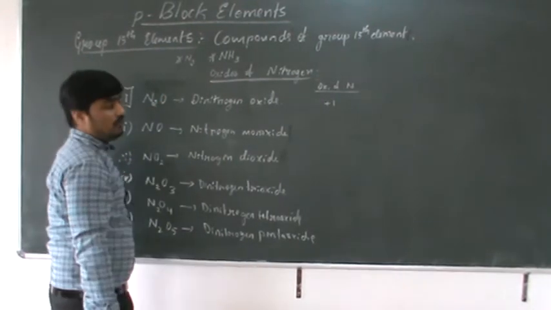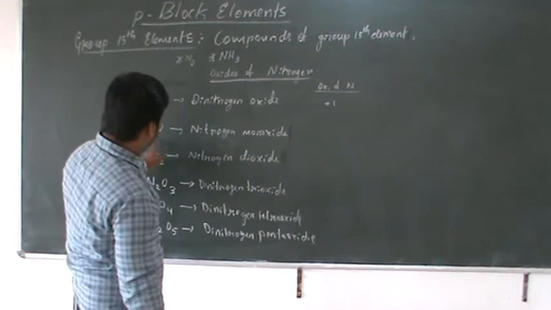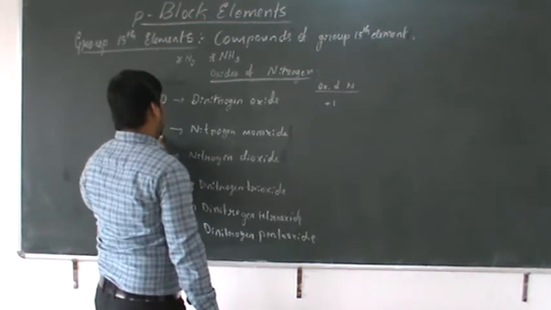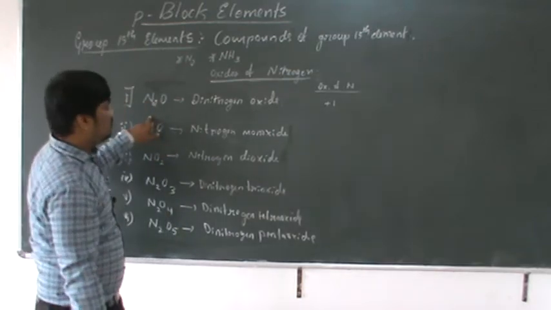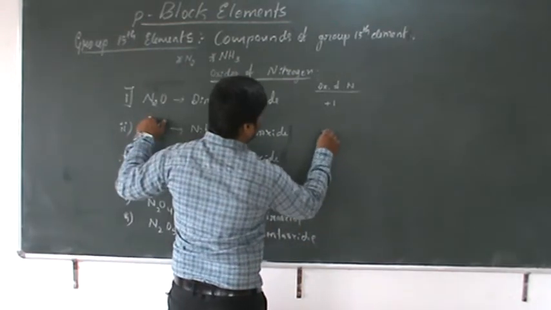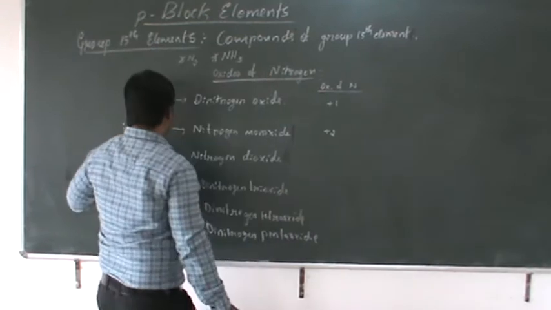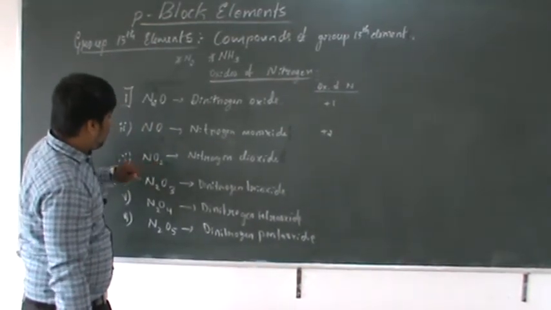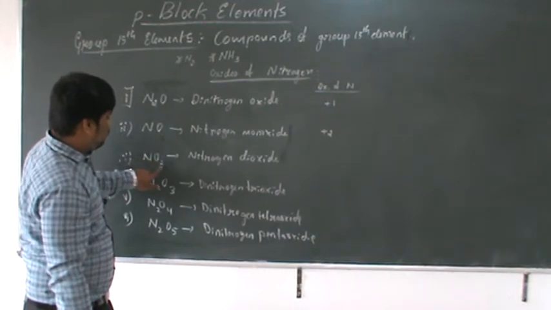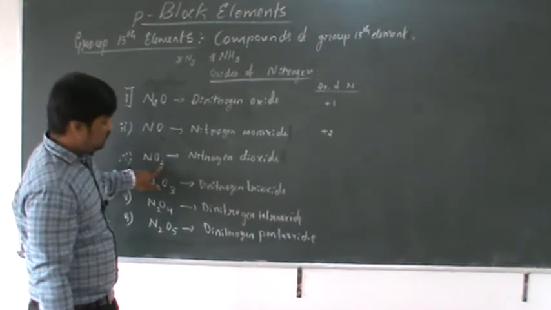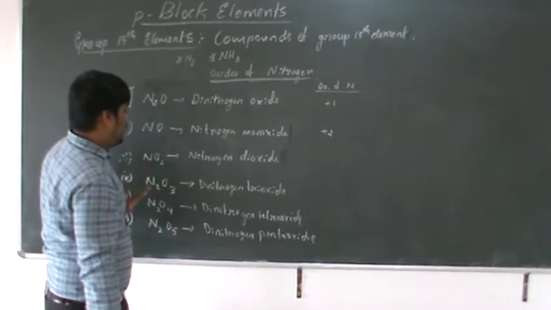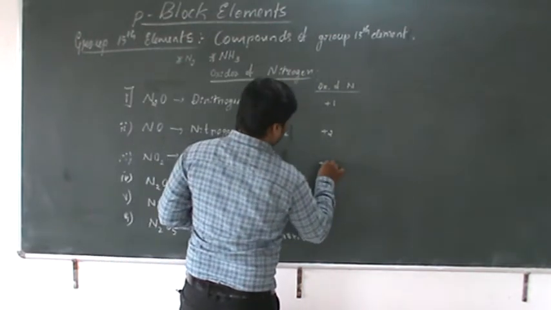Next, nitrogen monoxide. What is the oxidation state of nitrogen in nitrogen monoxide? Oxygen is -2, because of that, it is plus 2. Very easy, correct? Next, here in nitrogen dioxide, -2 into 2 is -4, so it is plus 4.